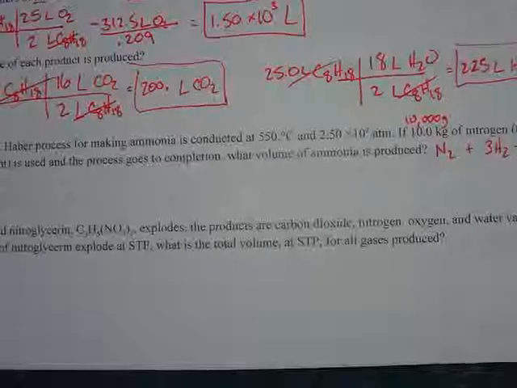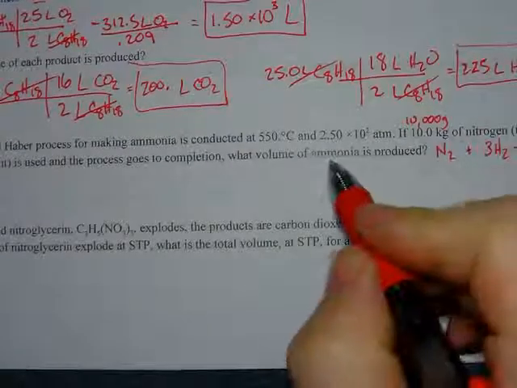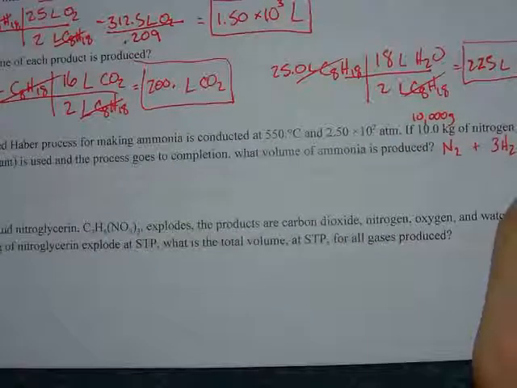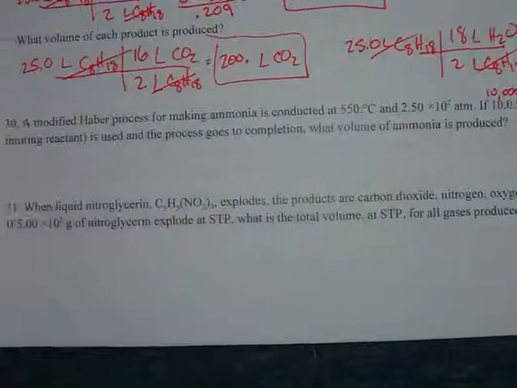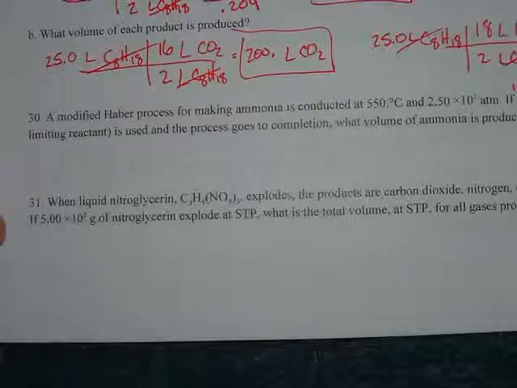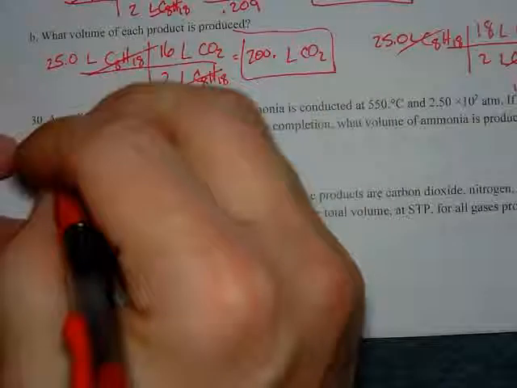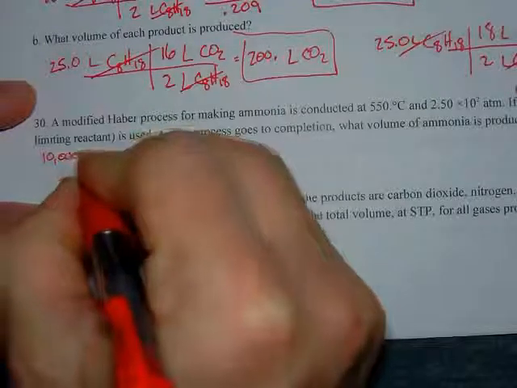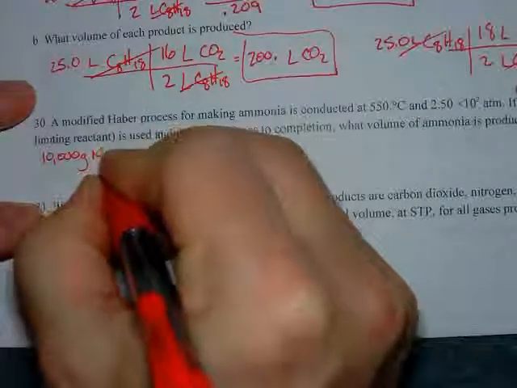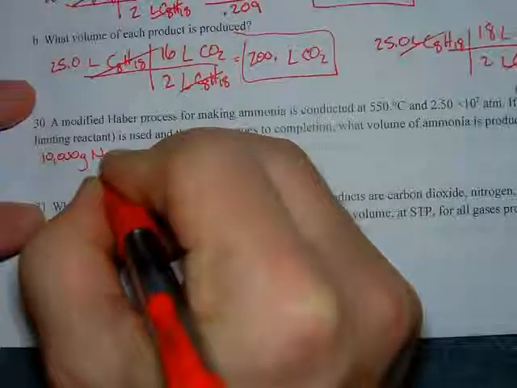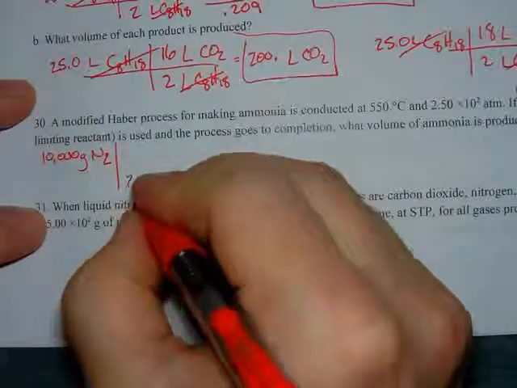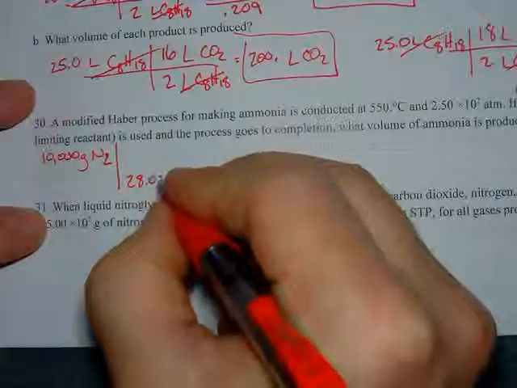But that would be moles of nitrogen. We're being asked for a volume of ammonia. So what we're going to have to do is use stoichiometry to convert into moles of ammonia produced when 10,000 grams of nitrogen react. So, 10,000 grams of nitrogen. That's N2, by the way. You want to make sure that you remember that's a diatomic molecule, or else that'll really mess up your next step.